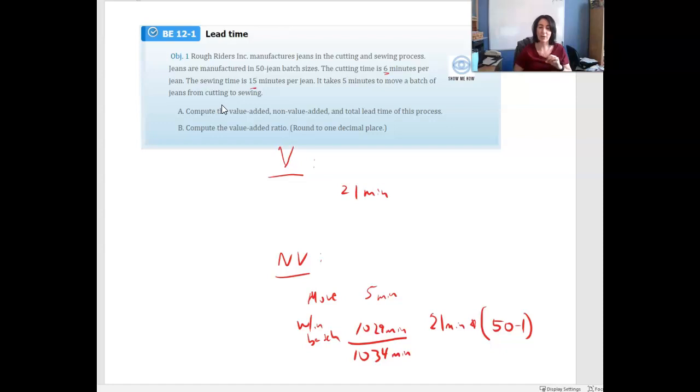Okay, so we've got it broken into value added and non-value added, but the entire lead time, that's the value added plus the non-value added, see part A there, and the total lead time. So the total is going to be value plus the non-value, so 1,034 plus 21 is going to be 1,055. That is your total lead time.